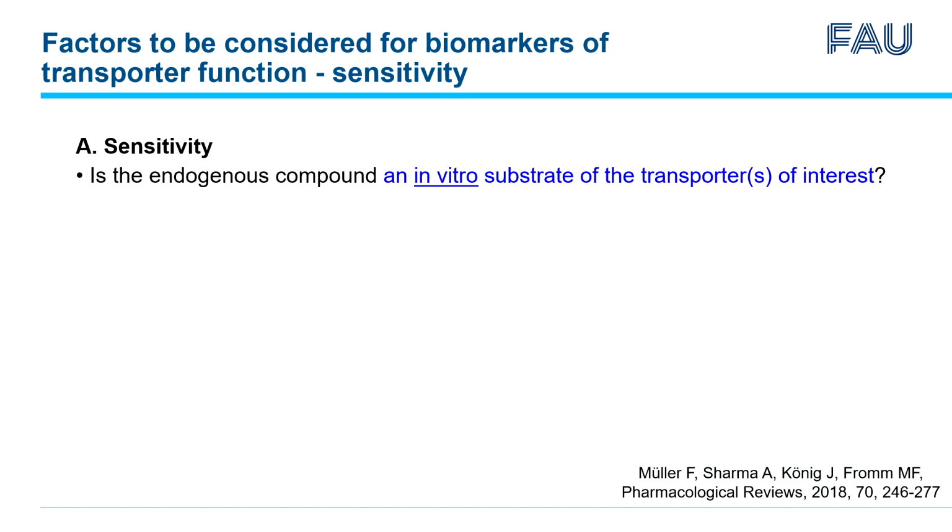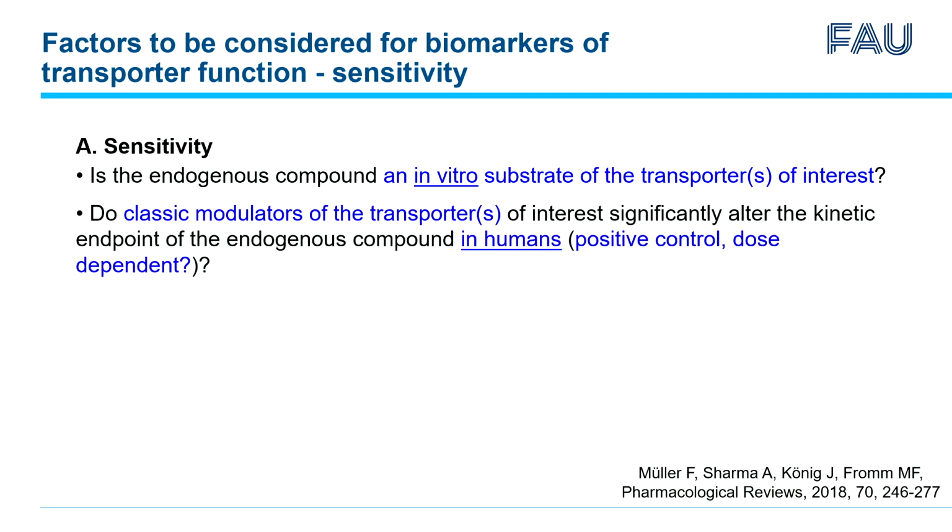The endogenous compound needs to be an in vitro substrate of the respective transporter of interest, which we would like to study. I put here the S after the transporter, because there will be some biomarkers which will be biomarkers for pairs of transporters, for example, some organic cation transporters located at the basal membrane and a respective transporter located at the apical membrane, and they both work in a coordinate fashion to promote excretion, and we might get some biomarkers for these two transporters together.